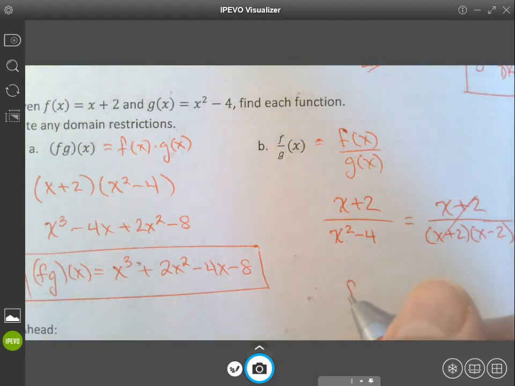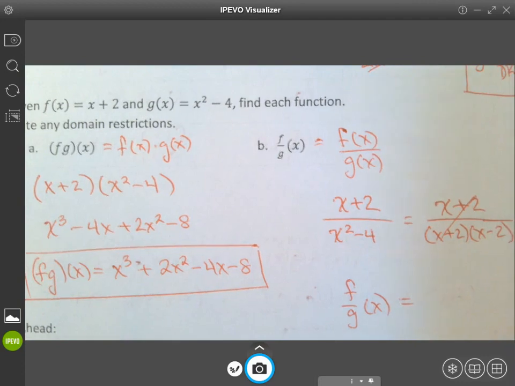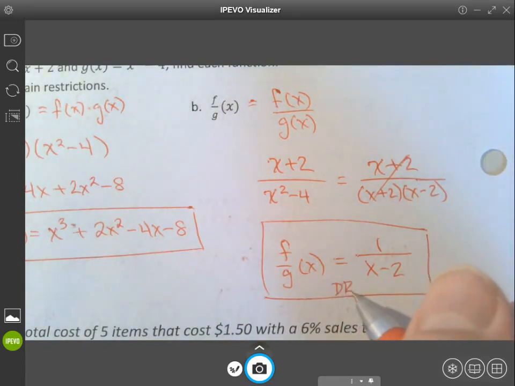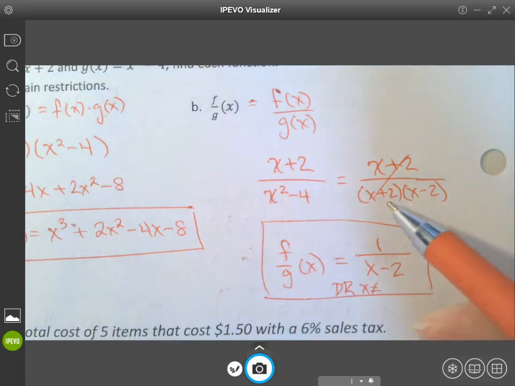So what is my final answer in function notation? Well, if you wrote down x minus 2, you would be wrong, because where is the x minus 2? In the denominator. So what should be in my numerator? 1. Okay. So did you have that? Be careful with that. Now, what's my domain restriction? Back to before you canceled, x cannot be negative 2 or positive 2.